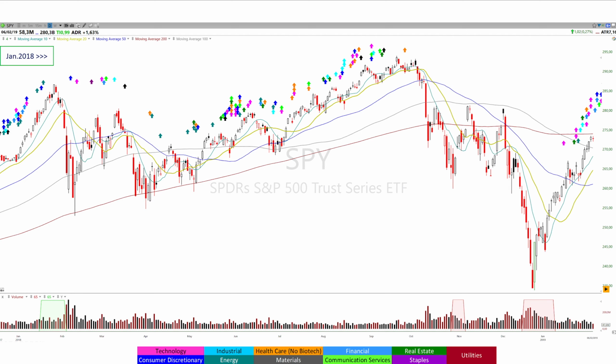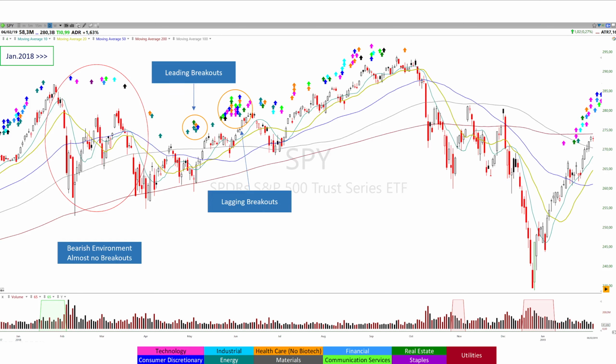Next, this is the 2018 breakouts map, and here is what I highlighted for myself. A bearish environment at the beginning of 2018 with almost no breakouts at all. Then what I saw, and this is what I now call leading breakouts and lagging breakouts, is clusters of breakouts that happen. In the case of leading breakouts, I call them like this because they formed as breakouts and then went sideways in a market environment that was bearish or very choppy. Then they had a breakout even without a clear confirmation from the overall market. That's why I call them leading breakouts.